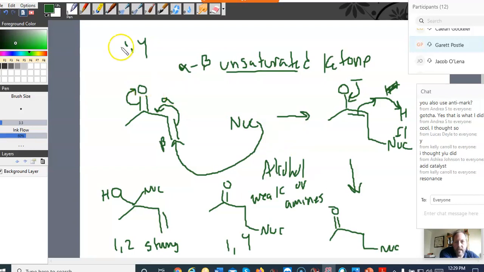Okay, so I want to show you a real example with a mechanism drawn out so you guys understand it. But any questions on this before I erase it?